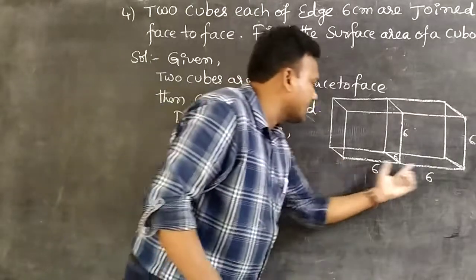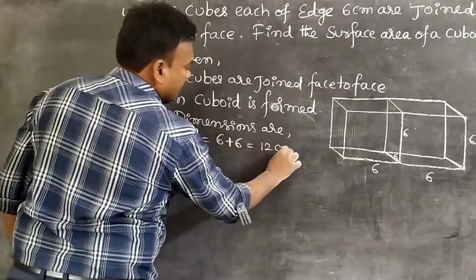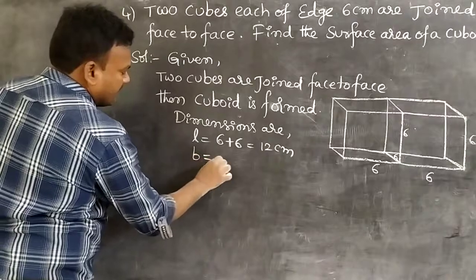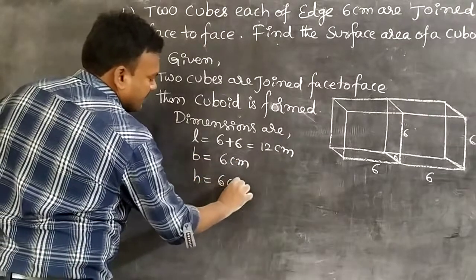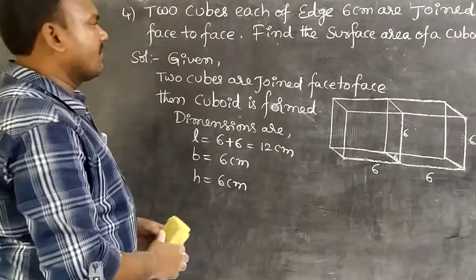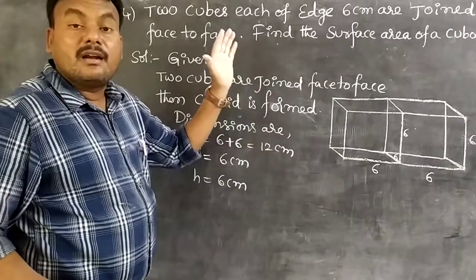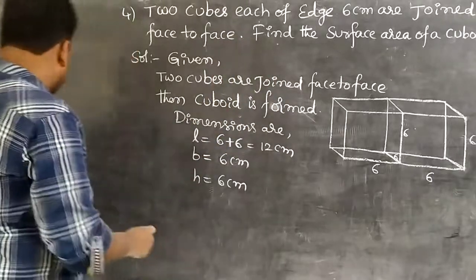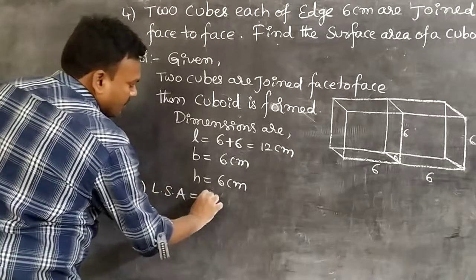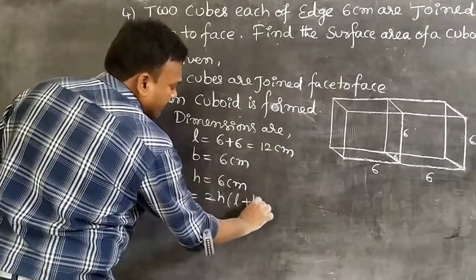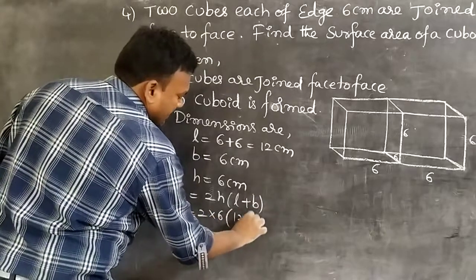Here this length 6, this length 6, totally 12 centimeters. There is no change of breadth along with height. B value is 6 centimeters, height also 6 centimeters. He asks for the surface area. Surface area means find two values, either LSA or TSA, students. The first one, LSA. LSA equal to 2 of (L plus B).